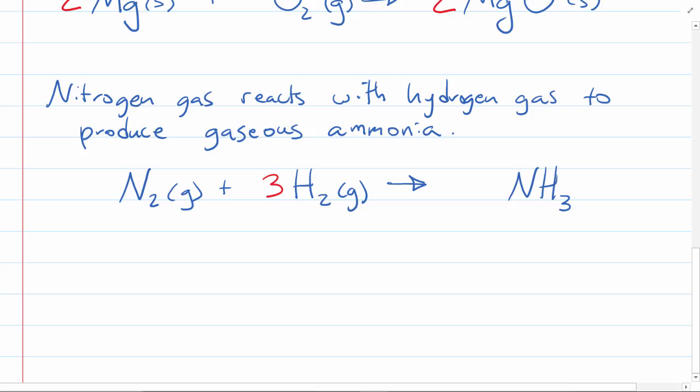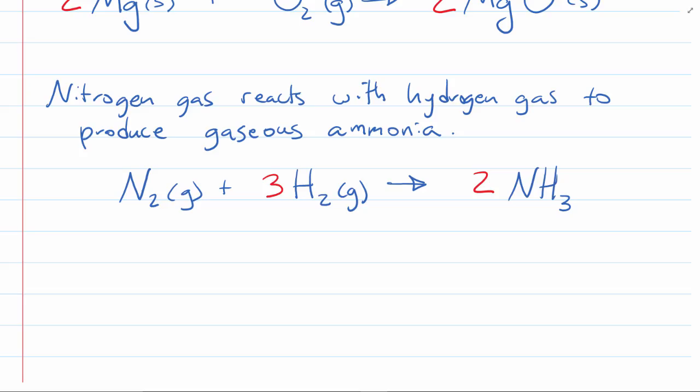And then on the other side, to get 6 hydrogens over here, what number do we need to put in front here? We need to put in a 2. So if we put in the 2 here, 2 times 3 is 6. Here, 3 times 2 is 6. Of course, then if we look at the nitrogens, we see 2 nitrogens here, 2 nitrogens here. This is a balanced chemical equation.